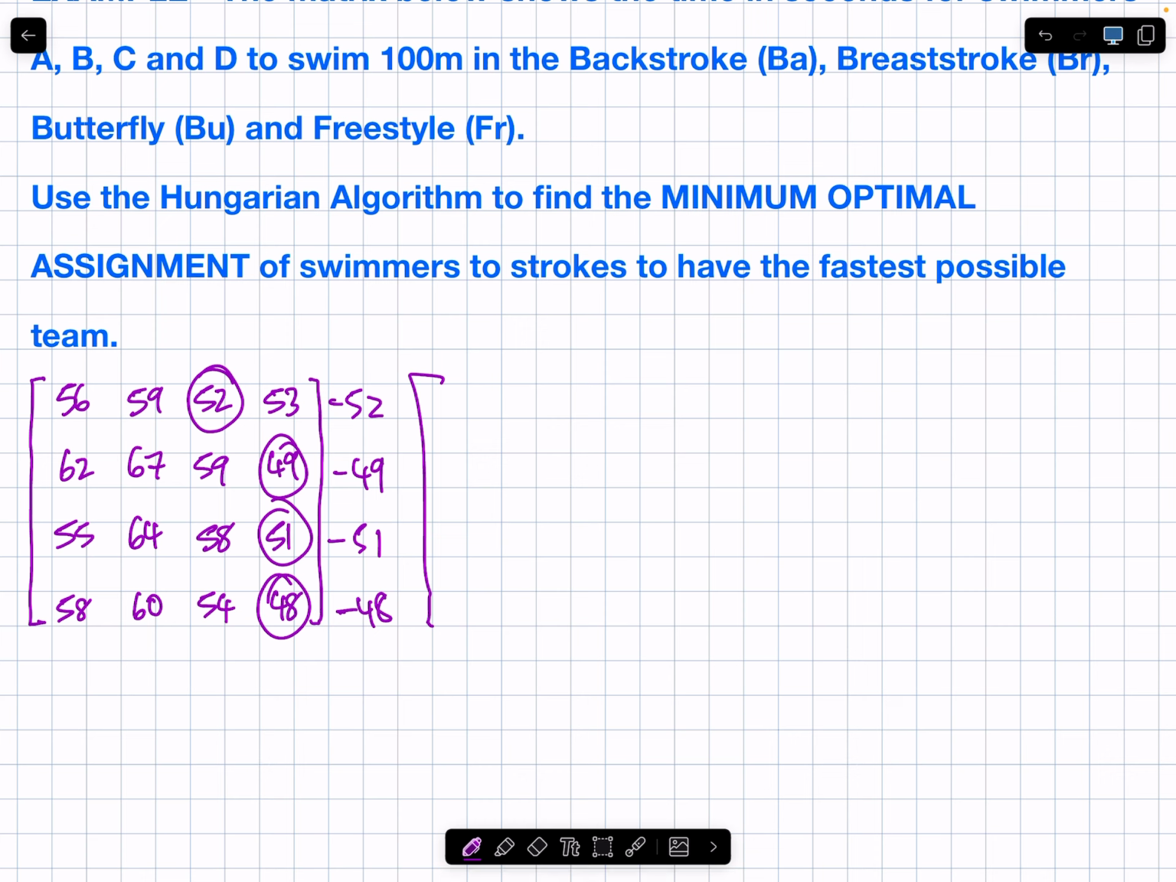56, take 52. 59, take 52. 52, take 52. 53, take 52. We're going to do this in full because this is what you're going to do. 62, take 49. This is a tough one.